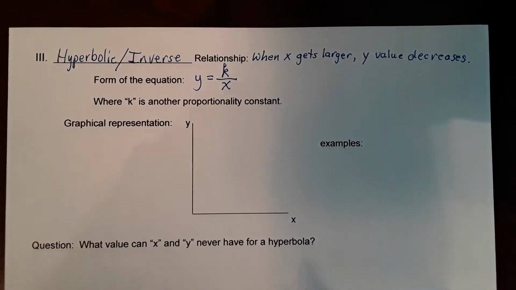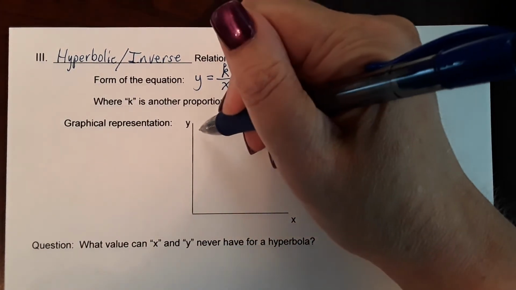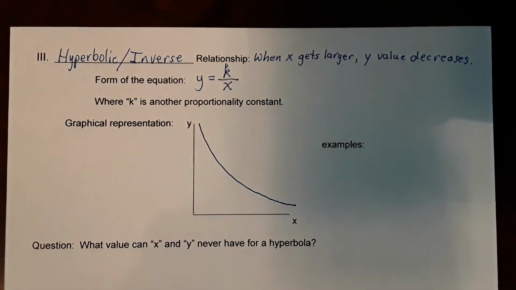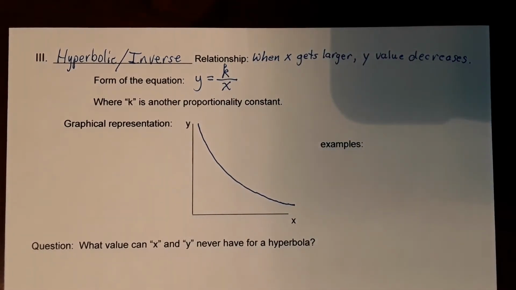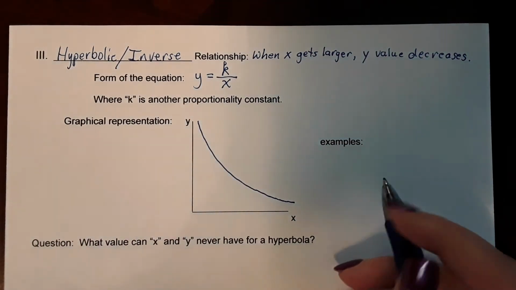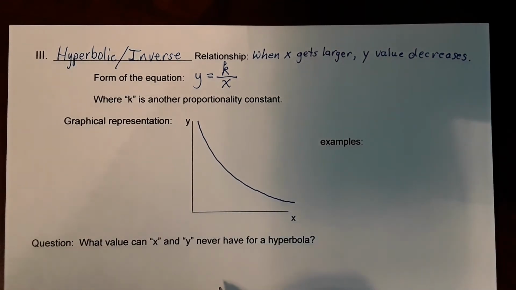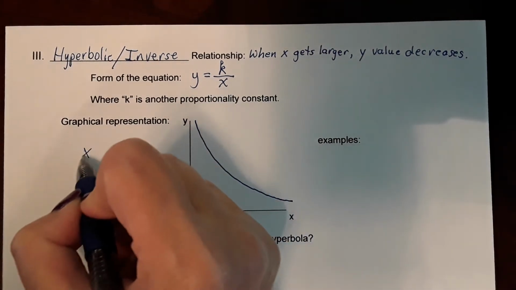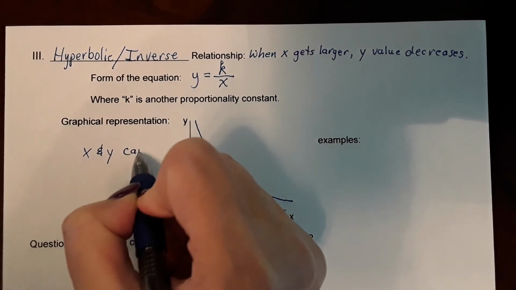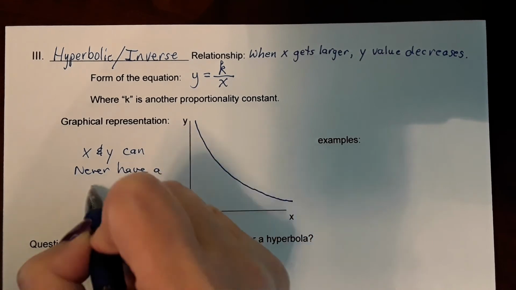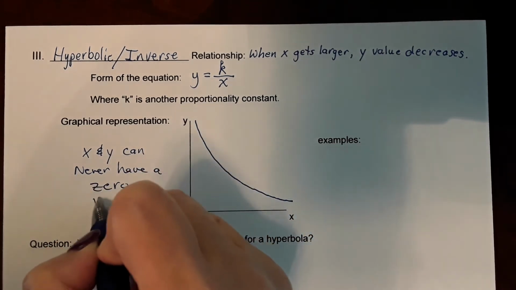Okay, so what would that look like? Now, basically, a hyperbola looks like this. Okay? That's the graphical representation of a hyperbolic or inverse relationship. And the one thing you need to notice is that x and y can never have a 0 value.